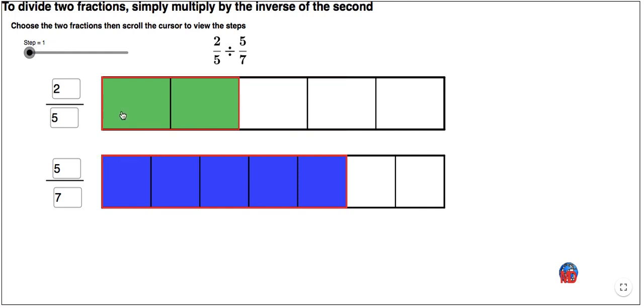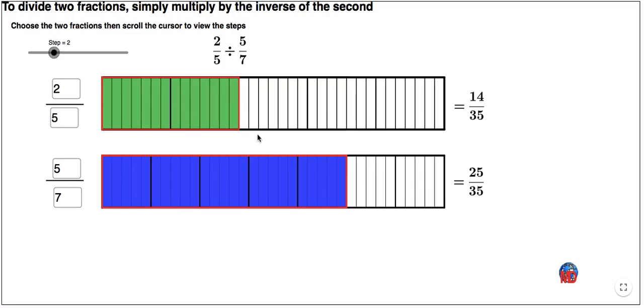Oh, sorry, this is 2/5 and 5/7. It's actually going to be just a little bit more than half, it looks like, right? So we can see this by actually getting a common denominator. In this case, we did divisions of 35. So now we can actually compare. In this case, we have 14 slices here. We have 25 slices here. So it looks like 14/25 is going to be my answer.